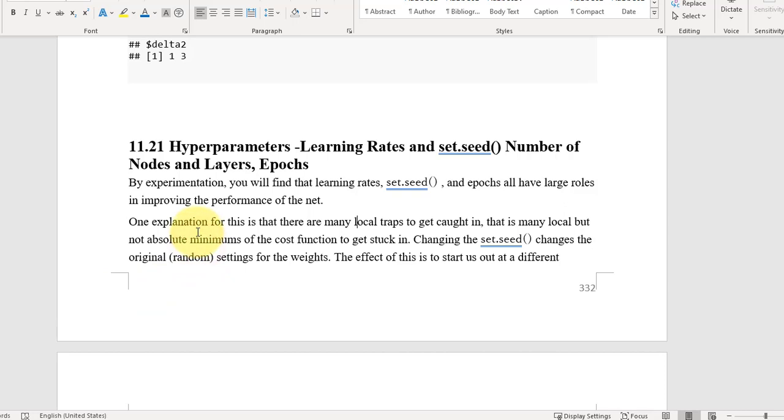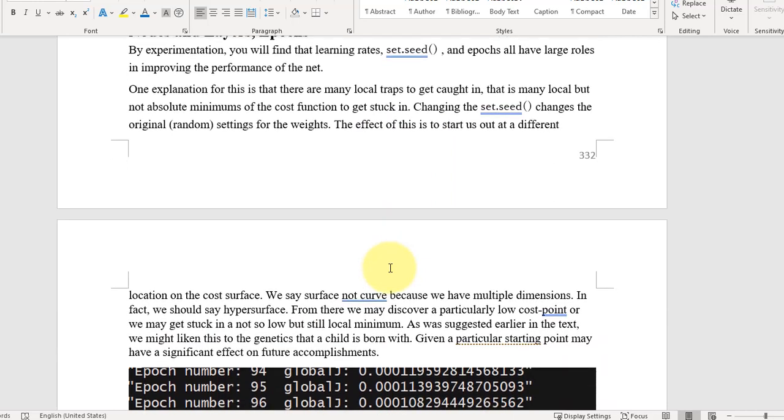So we can say that one explanation for this is that there are many local traps to get caught in, that is, many local but not absolute minimums of the cost function to get stuck in. Changing the set seed changes the original random settings for the weights. The effect of this is to start us out at a different location on the cost curve. We say surface, not curve, because we have multiple dimensions. In fact, we could say hypersurface.